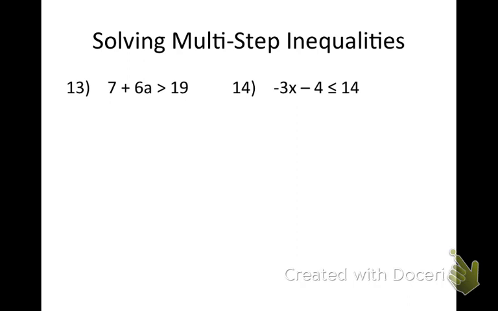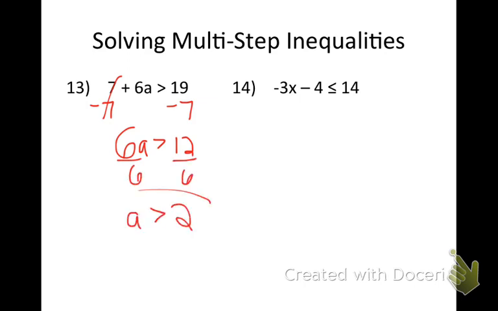For instance, 13 here. I'd start off by subtracting 7. I get 6a is greater than 12. Divide by 6, and I end up with a is greater than 2. Does that mean 2 is my answer? No. What could be an answer here, though? What'd you say? 3. Could 10 be an answer? Could 2.5 be an answer? Could 2.00001 be an answer? Yes. Could 1.9 be an answer? No. It has to be greater than 2.